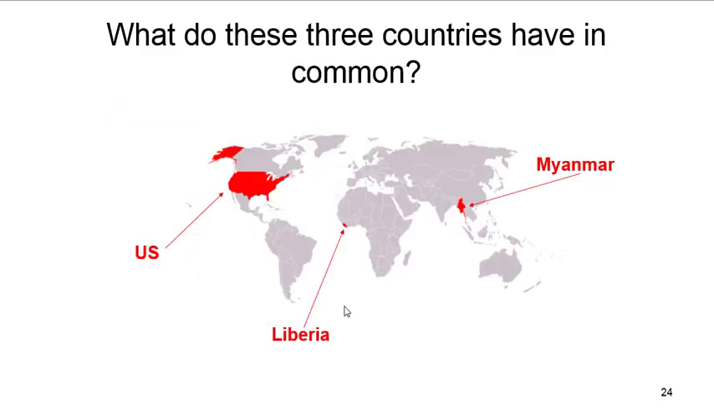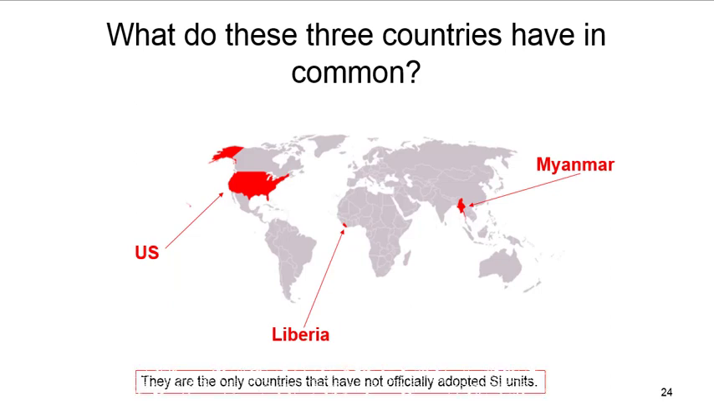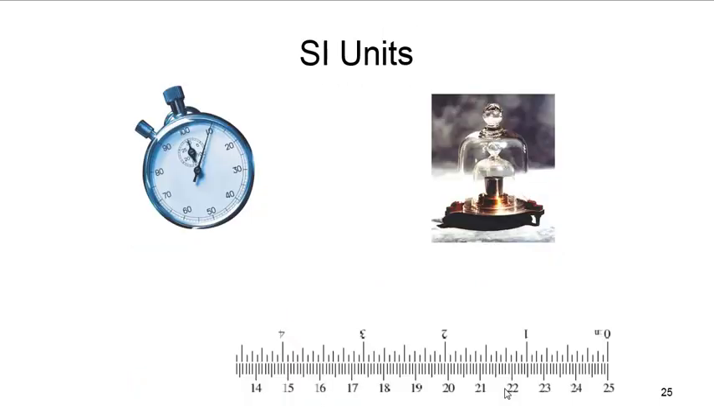Anyway, real quick, what do these three countries have in common? My favorite answer to that is they're all red. But also, these are the only countries that have not officially adopted SI units. SI units are the International System of Units. These are the ones we're going to use in class. We're not using miles, inches, or feet. All of our time is going to be measured in seconds.